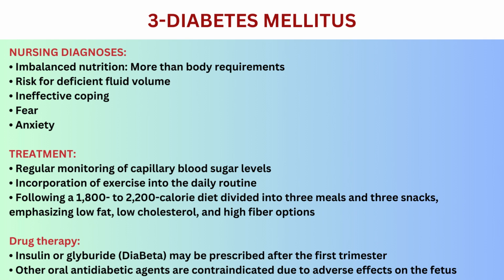The treatment includes regular monitoring of capillary blood sugar levels, incorporation of exercise into the daily routine, following a 1,800 to 2,200 calorie diet divided into 3 meals and 3 snacks, emphasizing low fat, low cholesterol, and high fiber options.